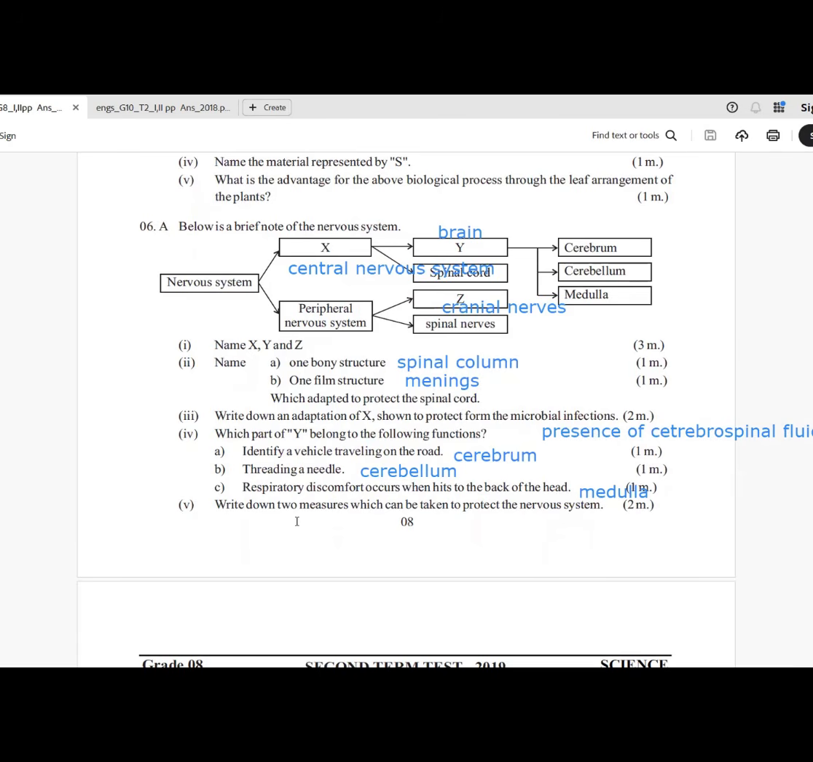Write down 2 measures which can be taken to protect the nervous system. Maintain a balanced nutrition from childhood. Doing exercises regularly.